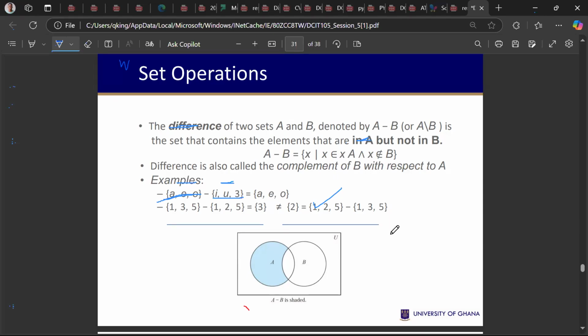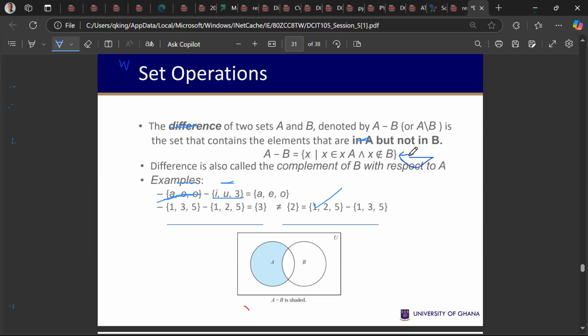And so, looking at the example here, what this denotes is the set of all x, such that x is an element of A, and x is not an element of B. And so this explains what I said with regards to the difference of two sets.